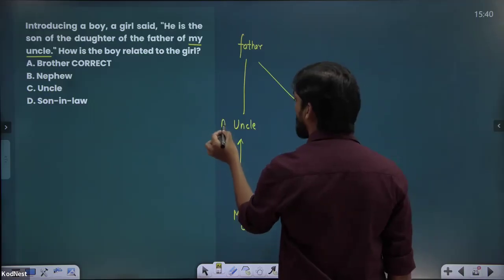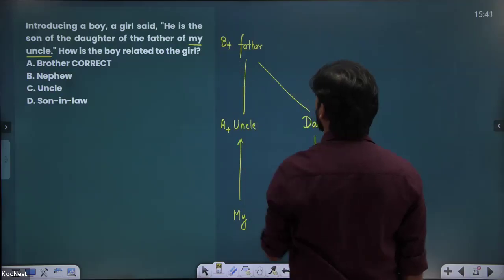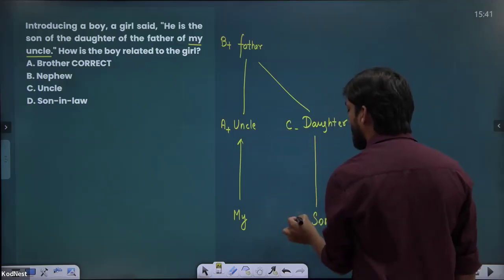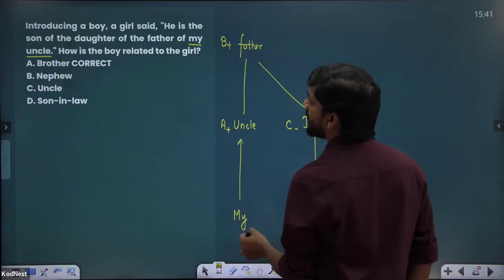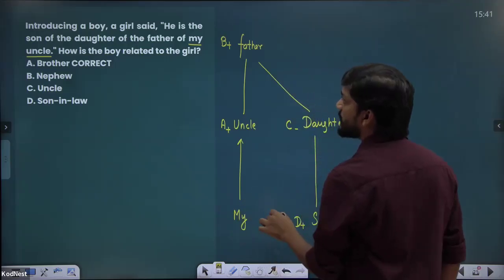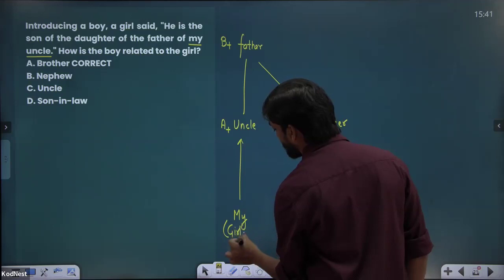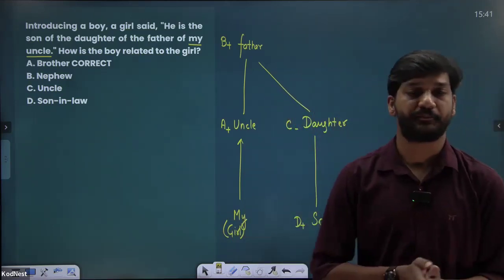You have to represent A for uncle, father you represent as B, daughter you represent as C minus, and son you represent as D plus. And my word is for a girl. A girl said, okay, my word is for the girl. Okay, now try to understand.